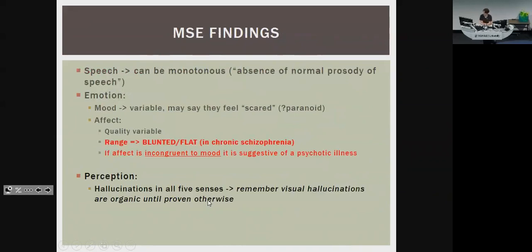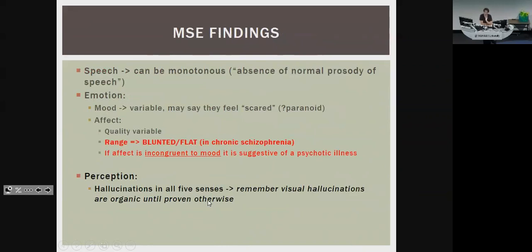Speech can be monotonous, and that just means that they're losing that abnormal prosody of speech, or that normal tonal variation in their speech. Emotion, again, is super variable. However, the one thing to note is that blunted affect or flat affect are synonymous with schizophrenia. So if you say blunted affect to me when you're reporting back an MSE, I know that you're talking about a patient who has schizophrenia. So don't use it in any other setting.